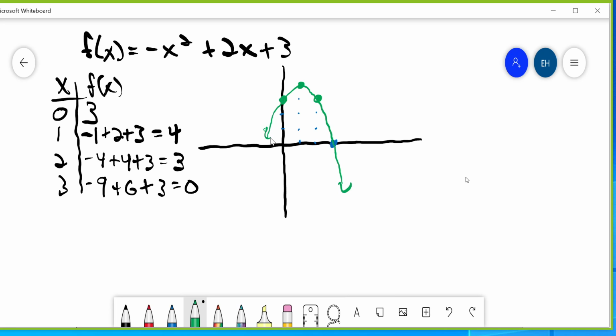On the sketch of the parabola, we can see several points already. We can see our y-intercept here is the point 0, 3, or just label it as 3 for our y-intercept. We can see this point here. It looks to be the highest point. How can we confirm that it's the highest point?